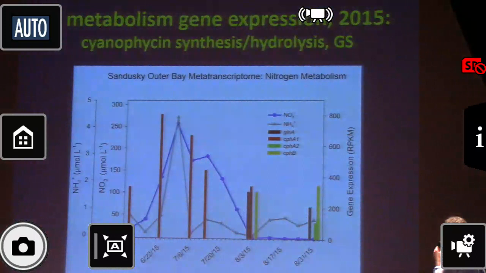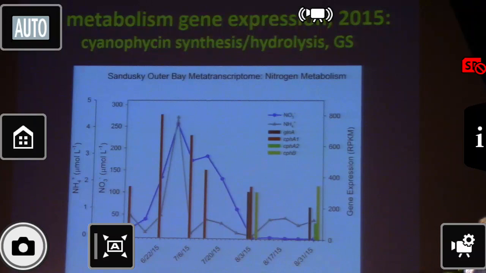Okay, looking at some of our metatranscriptomics, we have a number of metatranscriptomes taken through the summer of 2015, where there is a lot of nitrogen coming down the river early in the season, and then that gets denitrified, and the nitrogen is depleted by the beginning of August. Looking at particular genes, and I know Steve says we shouldn't be cherry-picking our metatranscriptomes, but I will right now. I apologize.